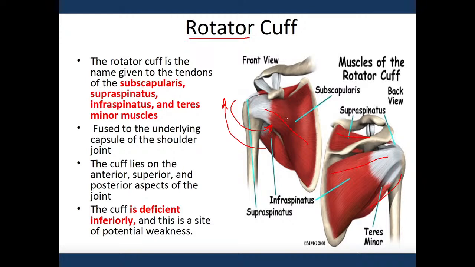The subscapularis produces pronation, but supraspinatus, infraspinatus, and teres minor form the supination. And that's why we call these four muscles the rotator group muscles.